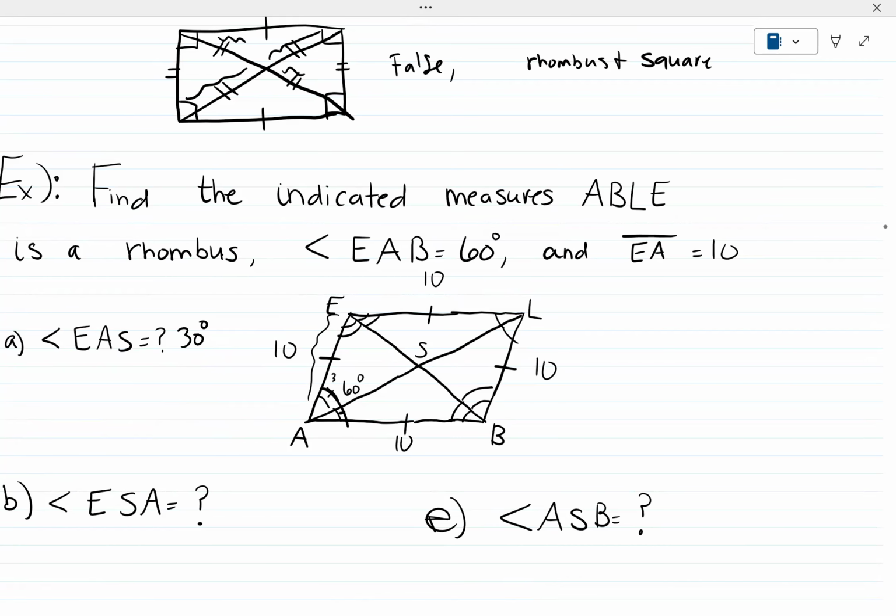Okay. What about angle ESA? ESA is this angle right here, and this is technically the angle of the diagonals. So what is the angle of the diagonals of a rhombus? They are perpendicular, so they form 90 degrees. That means angle ESA is going to be 90 degrees.